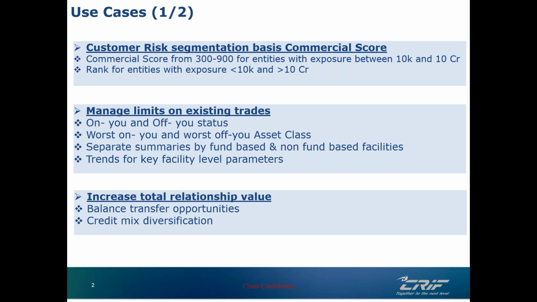It covers the credit mix, which is to differentiate between fund-based and non-fund-based facilities. For this differentiation, you will get exposure, you will get worst delinquency status, you will get limits. So you can use this information to check the credit mix, to check the delinquencies on each type of credit mix, and then to decide how you want to control the limits that you would have already extended.